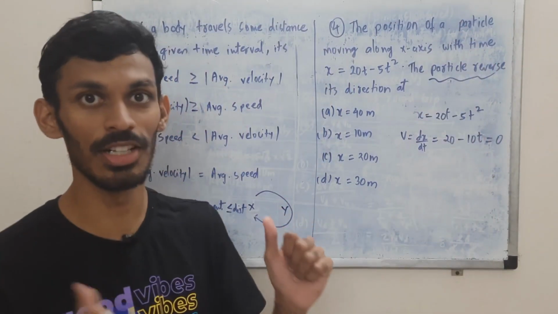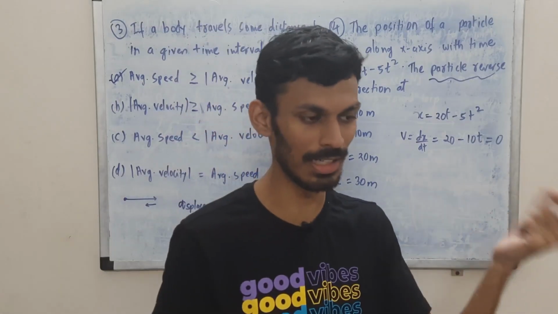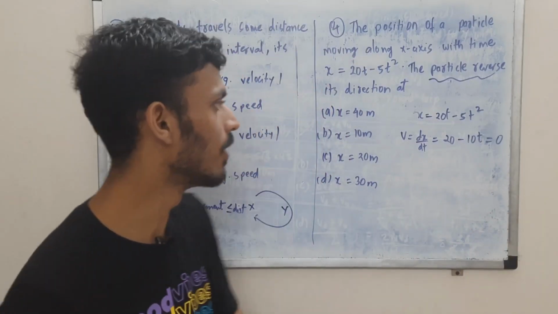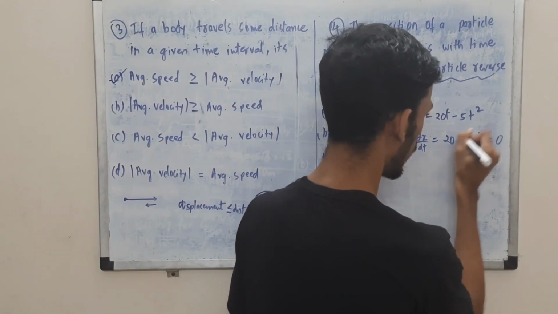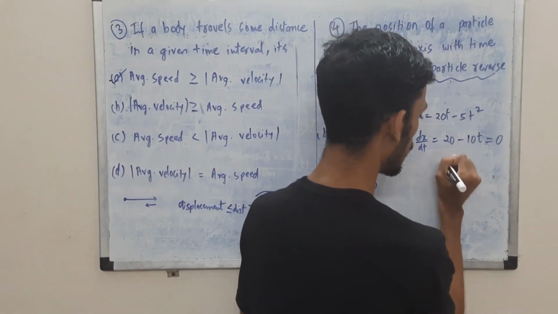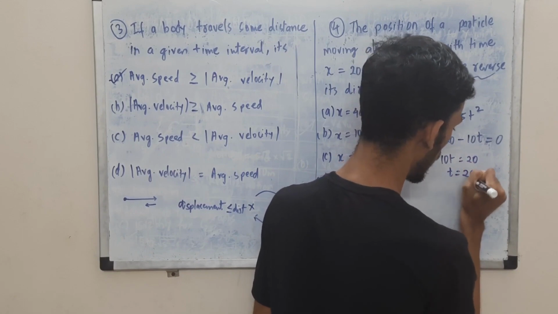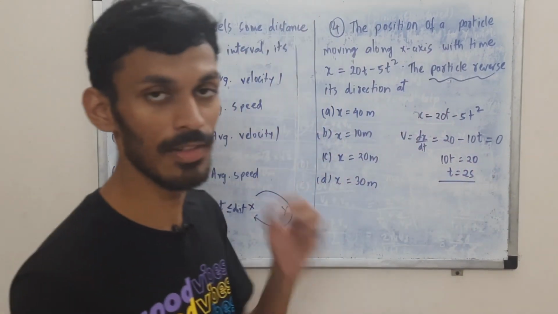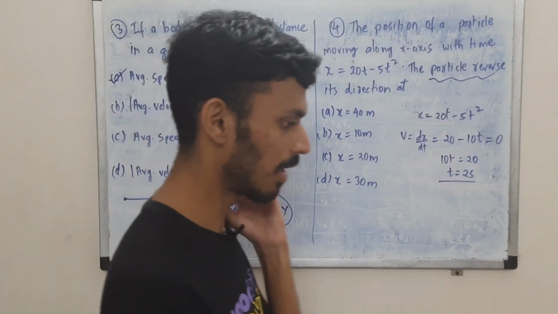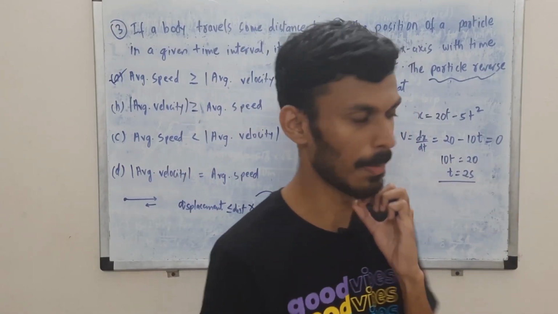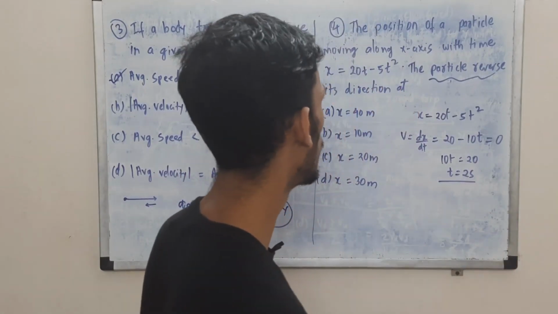When the particle is reversing, the velocity has to become 0, at least at that instant, and later it will reverse, right? So you can solve this. 10t is equal to 20, so clearly you can see that at t is equal to 2 seconds, our velocity will become 0, or the particle will reverse its motion, right? At t is equal to 2 seconds.